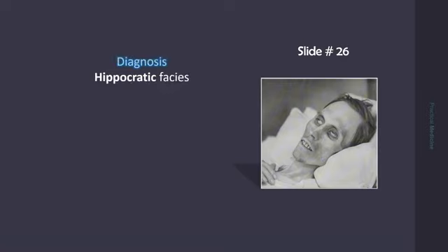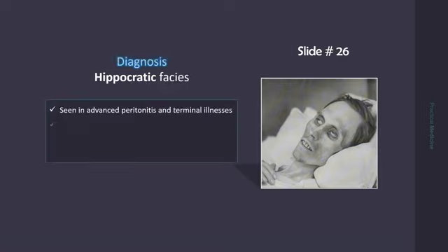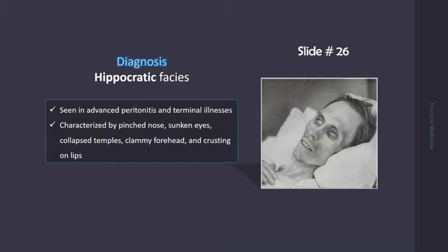This appearance is known as Hippocratic facies. It is seen in advanced peritonitis and terminal illnesses. It is characterized by pinched nose, sunken eyes, collapsed temples, clammy forehead, and crusting on lips.